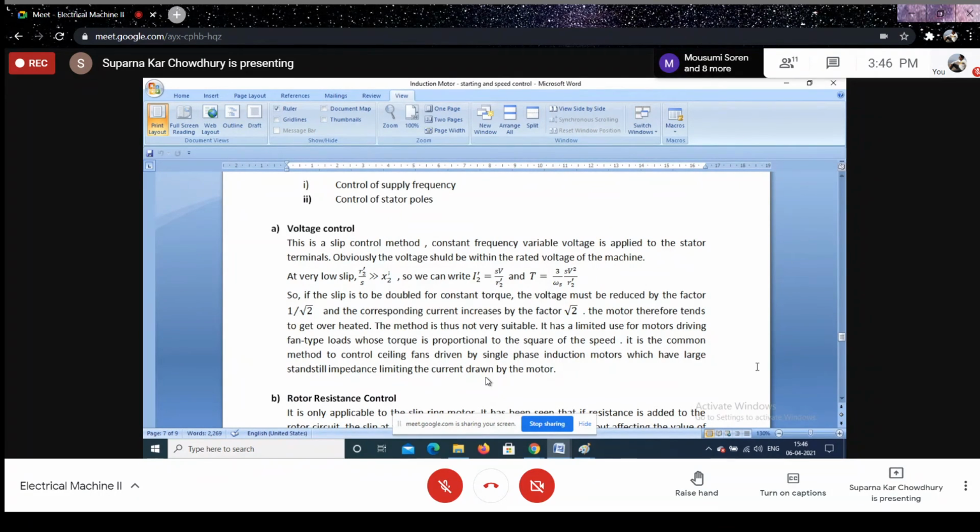However, ceiling fans are not three-phase induction motors, they are single-phase motors, but the basic principle of speed control operation is almost the same.